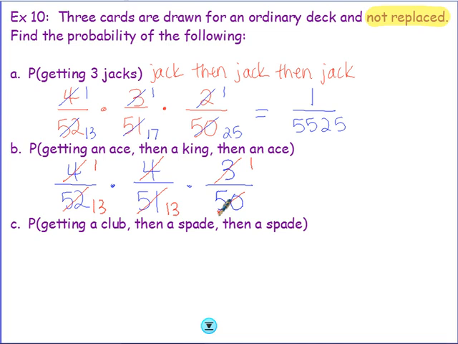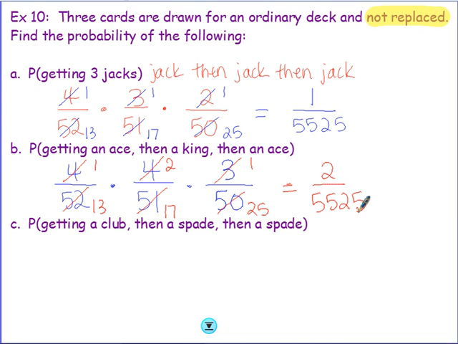Oh, I'm sorry, I made a mistake. That should be a 17. 4 and 50 are both divisible by 2. That leaves us with a 2 up here and a 25 down there. If you look, there's no more reducing we can do. Multiply the tops, you get 2. Multiply the bottoms, you get 5,525. So now I want you guys to pause the video and try this next one.